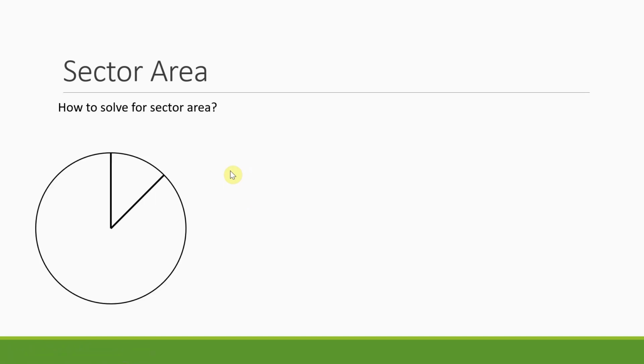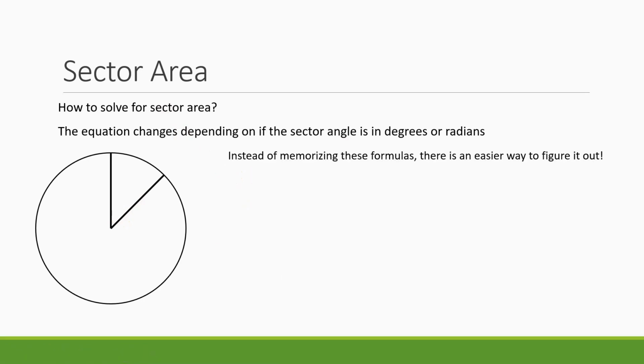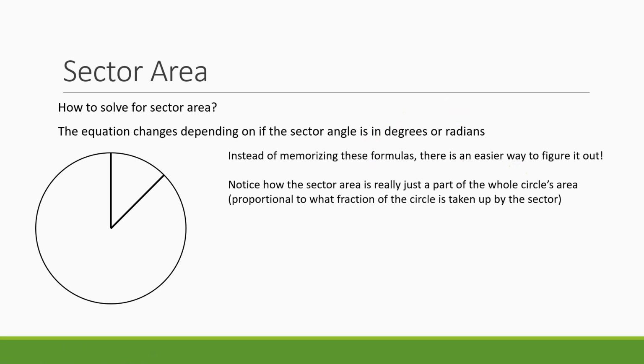Now, how am I going to get the sector area? Well, that equation is going to change depending on if our sector angle, which would be this angle from here to here, is in degrees or radians. Because of that, instead of memorizing those formulas, because now there's going to be two different ones, and if you mix them, you're going to get the wrong answer, and they will trick you to see if you do that, there's an easier way to figure this out where you don't need to memorize anything other than the stuff that you should already have memorized from my earlier videos that are very simple. So, let's break this down and how we're going to do this.